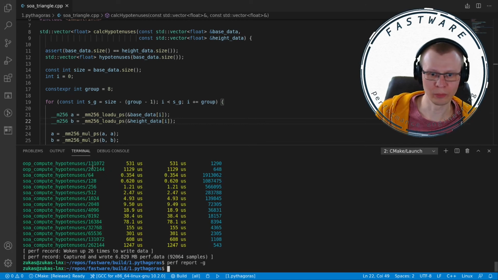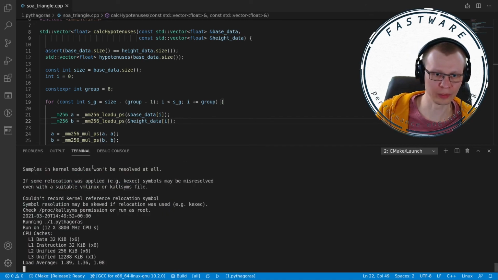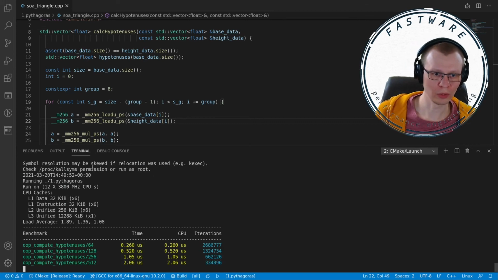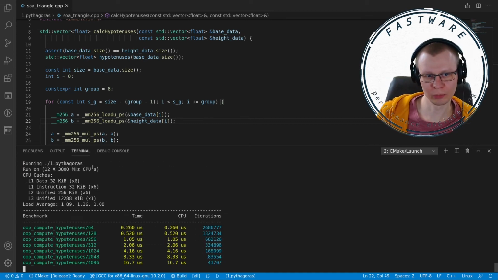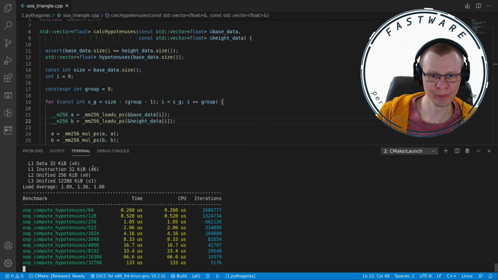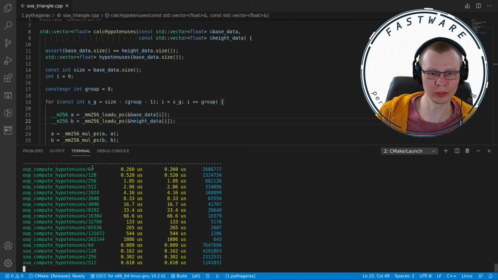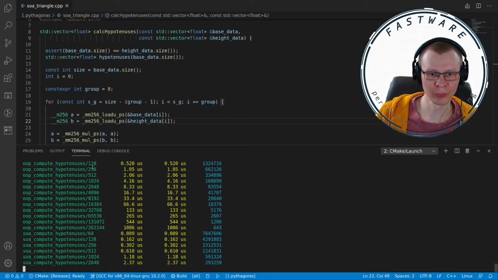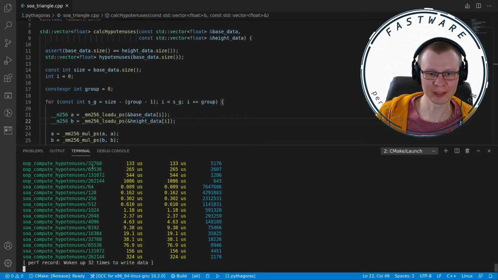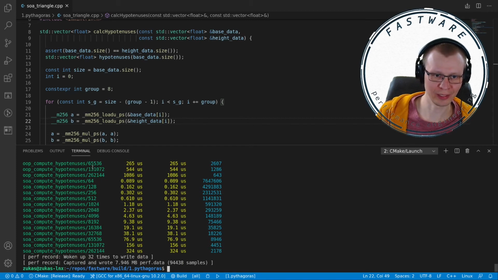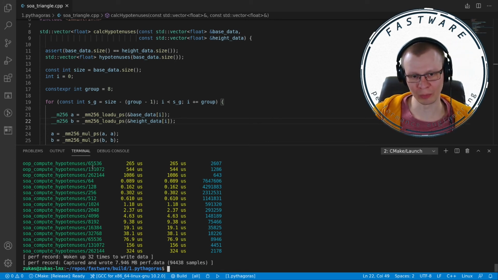Right, so we compiled here. Again, let's do record. The OOP compute hypotenuses looks exactly as it did previously. Again, for 250,000, it takes about 1 millisecond to do this. These are microseconds, right? But now let's have a look at SOA. This implementation is about 3 times faster at every scale of the problem than the trivial implementation with the object-oriented model. I think that's a win. And we didn't have to do so much work to implement this.